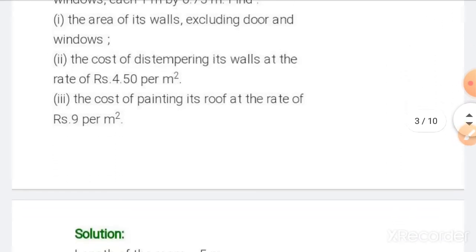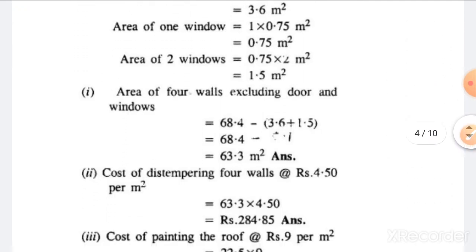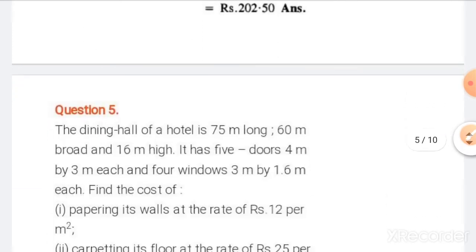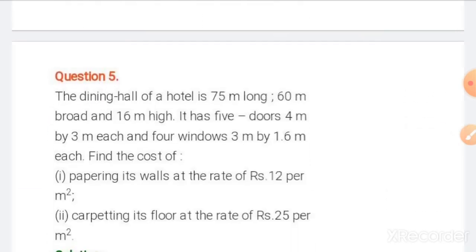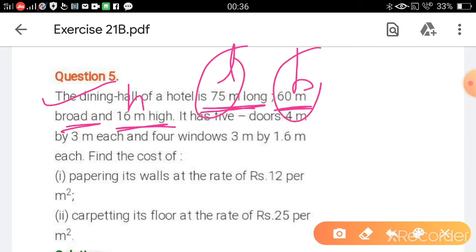After that we will see another problem, the fifth one. We will see question number five. In this question number 5, the dining hall of a hotel is 75 meter long, 6 meter broad and 16 meter high. So we have to give one L, B, and this is H. So this is L, this is B, and this much is the H.